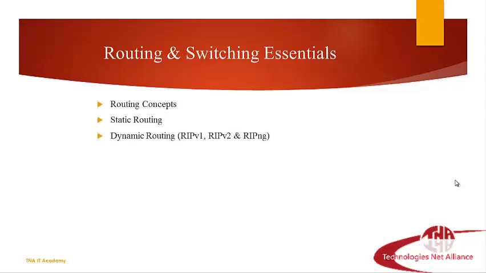In dynamic routing, we will cover a routing protocol, that is RIP, Routing Information Protocol. For IP version 4, we use its 2 versions, RIP version 1 and version 2, and for IP version 6, we will use RIPng, next generation RIP.